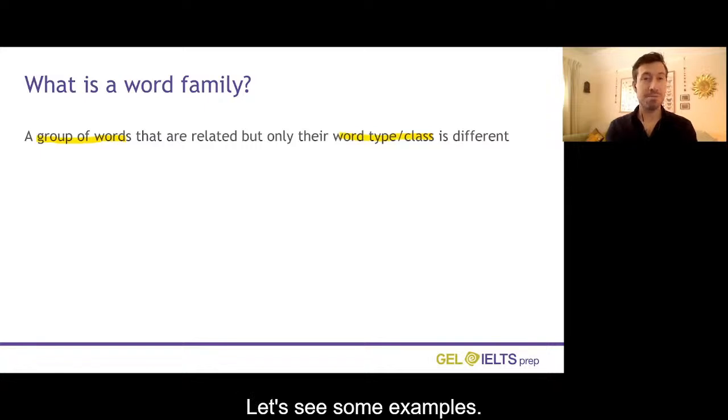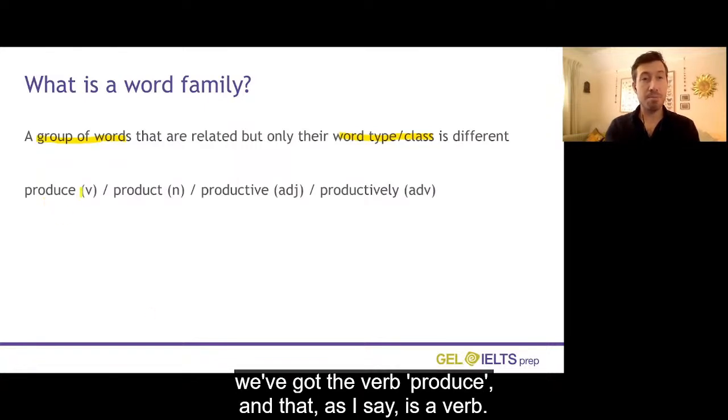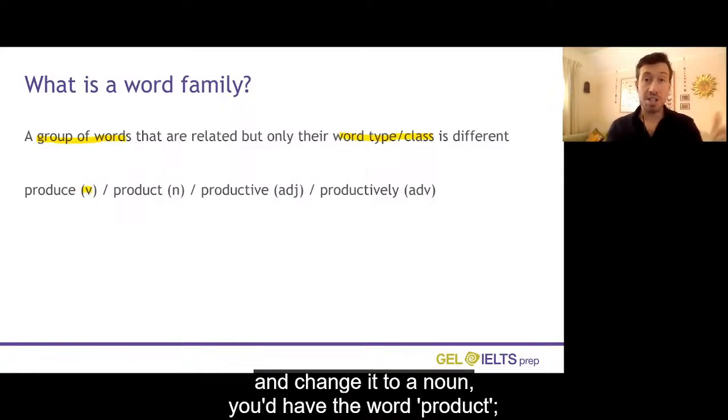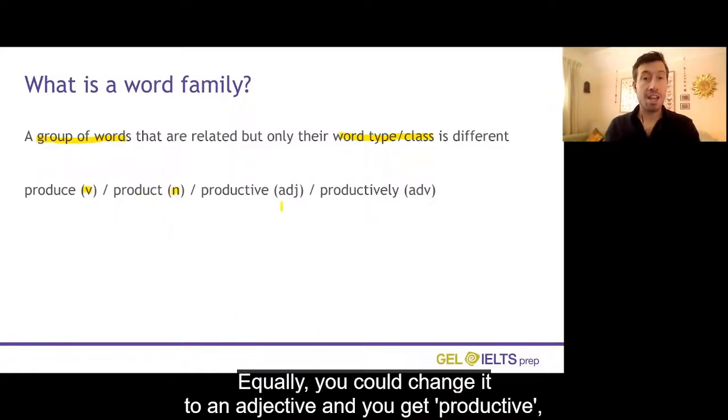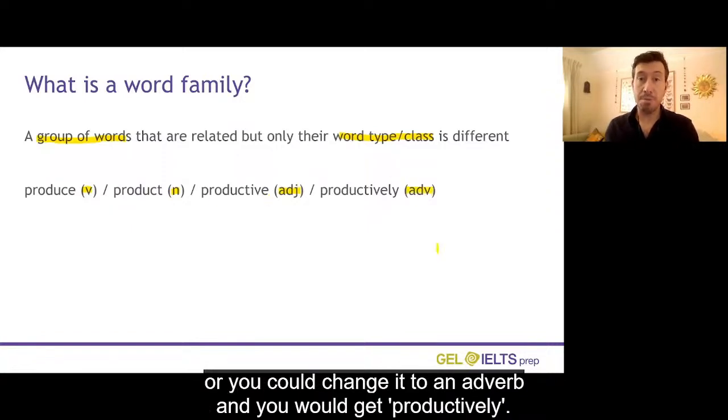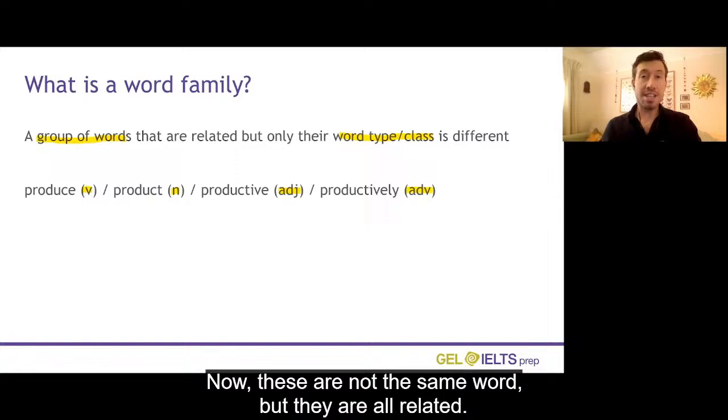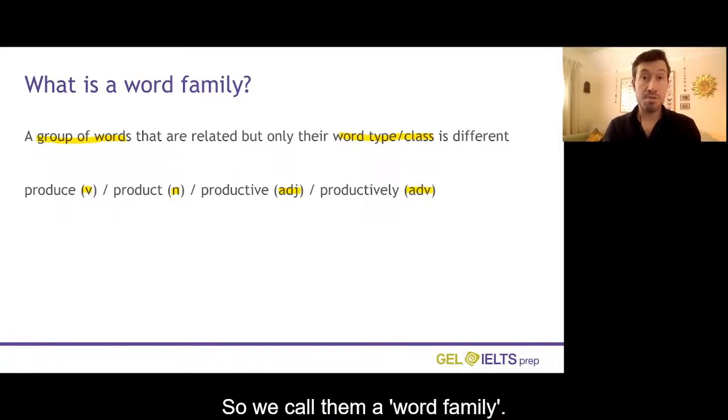Let's see some examples. Well, we can see here we've got the verb produce, and that, as I say, is a verb. Now, if you wanted to take produce and change it to a noun, you'd have the word product. That's the noun for a singular thing. Equally, you could change it to an adjective and you'd get productive, or you could change it to an adverb and you would get productively. Now, these are not the same word, but they are all related. So we call them a word family.